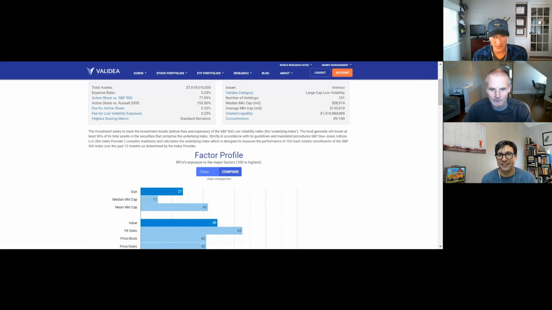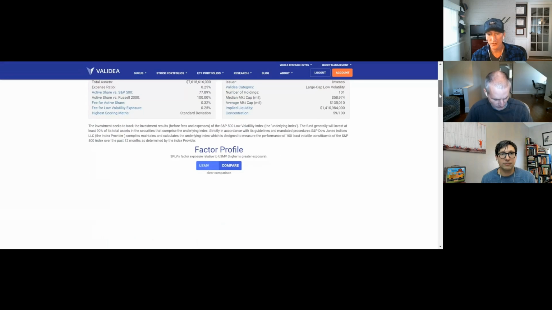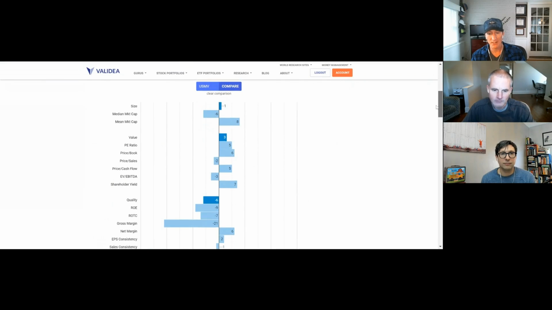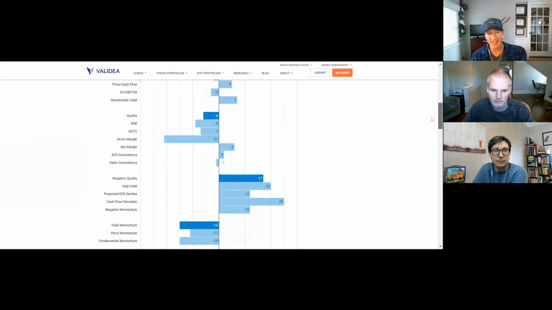Now, one of the things that you can do here, by the way, is you can compare. So we can say, let's compare SPLV versus, and you can see, then we start comparing the differences in the factor exposures, which is very useful.